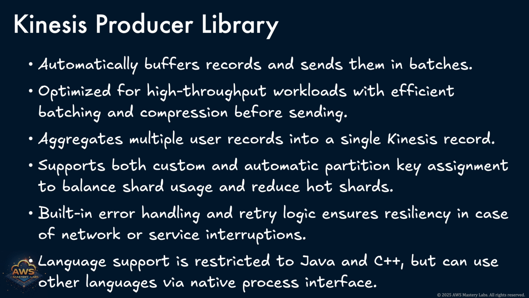One of the biggest strengths of KPL is its asynchronous buffered write model. Instead of sending each record individually, which can create network bottlenecks and API throttling, it aggregates records in memory and batches them based on time or size thresholds. This dramatically reduces the number of API calls and maximizes throughput, allowing you to push tens of thousands of records per second with much greater efficiency. It also supports aggregation of multiple user records into a single Kinesis record. This means you can push more data through a single shard, allowing you to make the most of your provisioned capacity and potentially lower your overall costs.